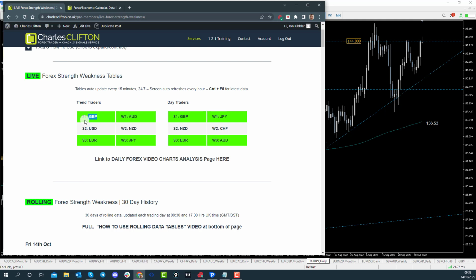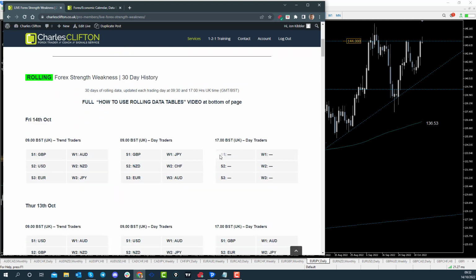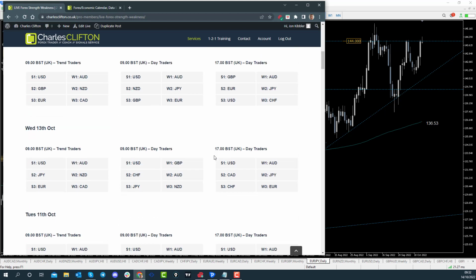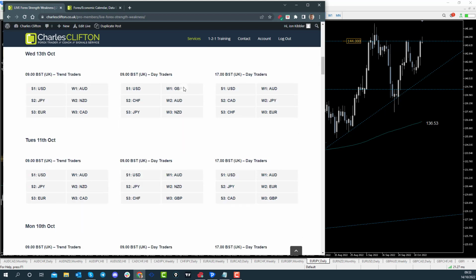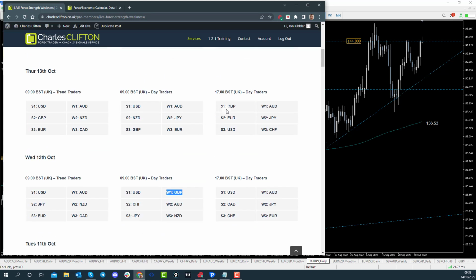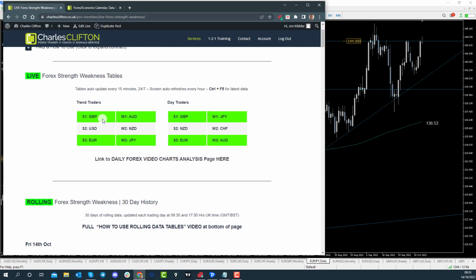What's happened though? Well, pound has actually re-emerged as a strong currency. So it was actually on the weak side of things a while back. If we just again scroll down to the historical tables, you can see on Wednesday it was topping the day traders chart as the weakest, and that has been flipped since, and yesterday it appeared as S1 on the day traders table, even S3 in the morning, and now it's on S1 on the trend traders and the day traders table. So pound looking like the strongest currency at the moment.